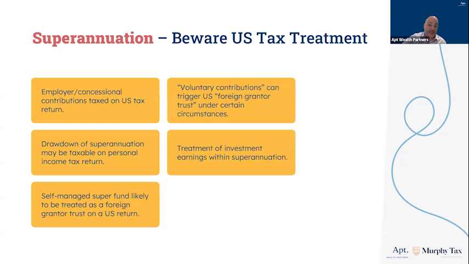Drawdown of your superannuation, remember that's tax-free in Australia, but from a US tax perspective, it is likely to be taxable on a US return when you draw your super down. And then a self-managed super fund, again, is likely to be a foreign grantor trust from a US perspective. So again, that complicates the reporting, complicates the tax on the investments. You want a very good reason to trigger a foreign grantor trust, and then consider it very, very carefully because it does come with a lot more complexity on the US tax side of things.